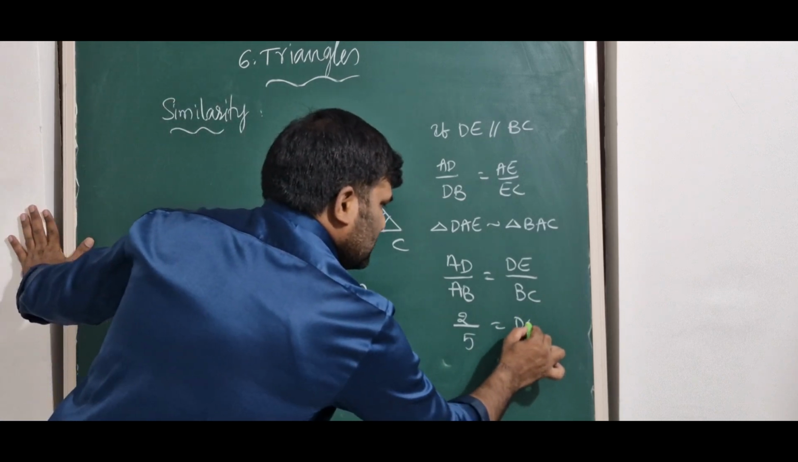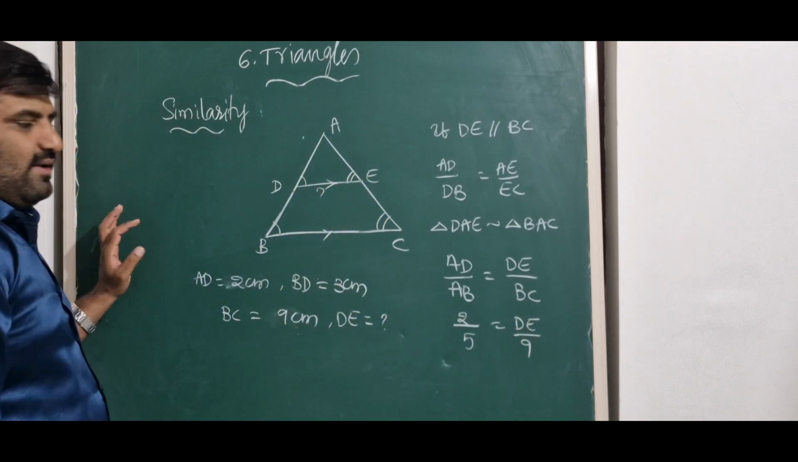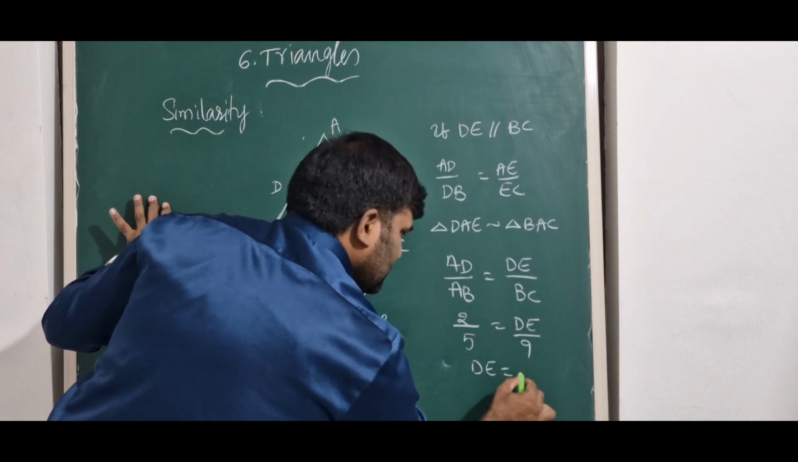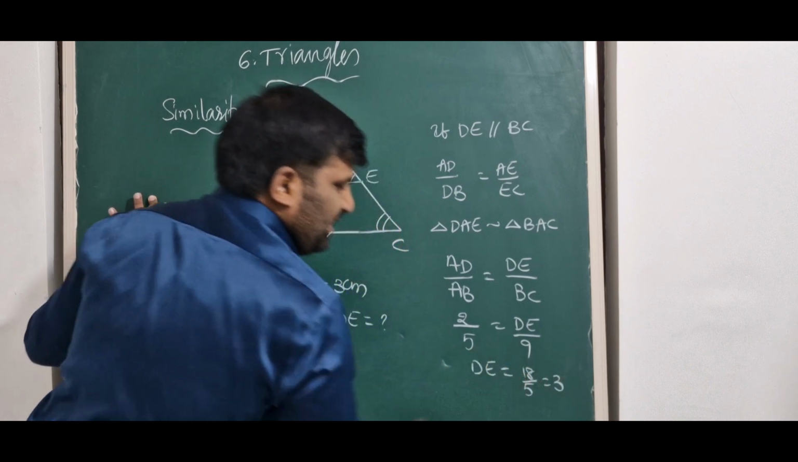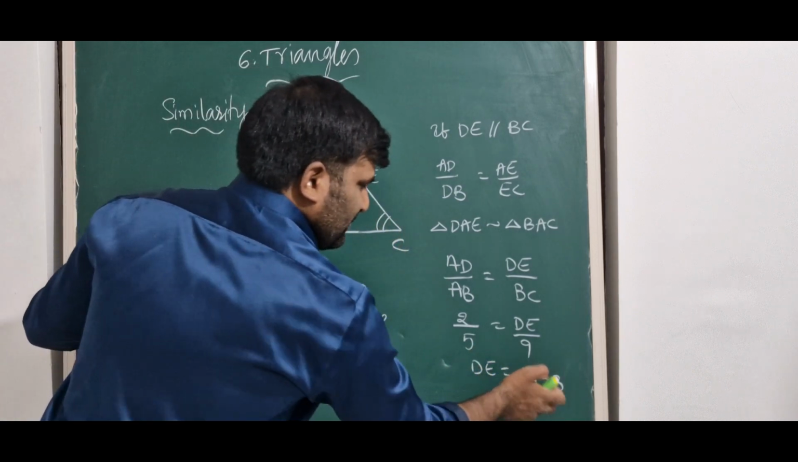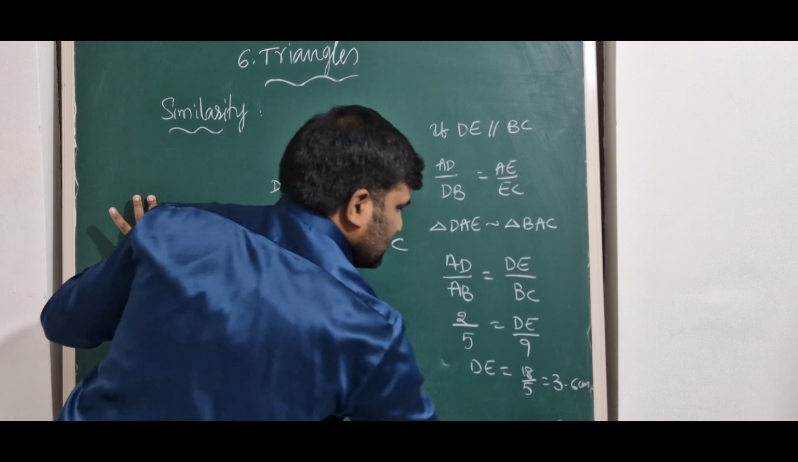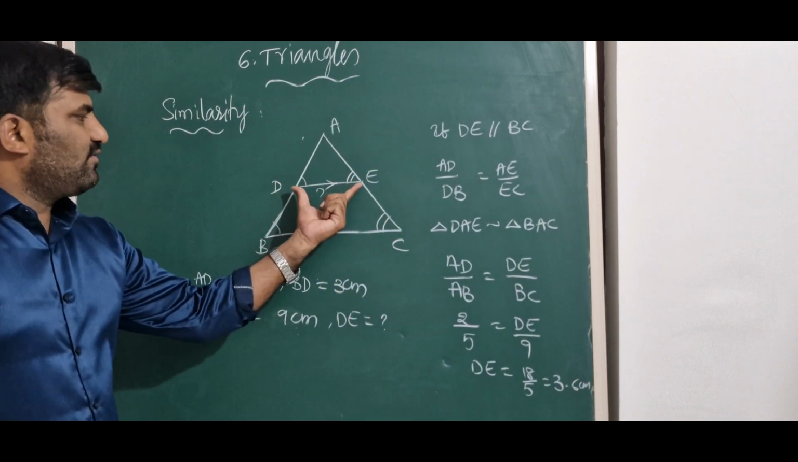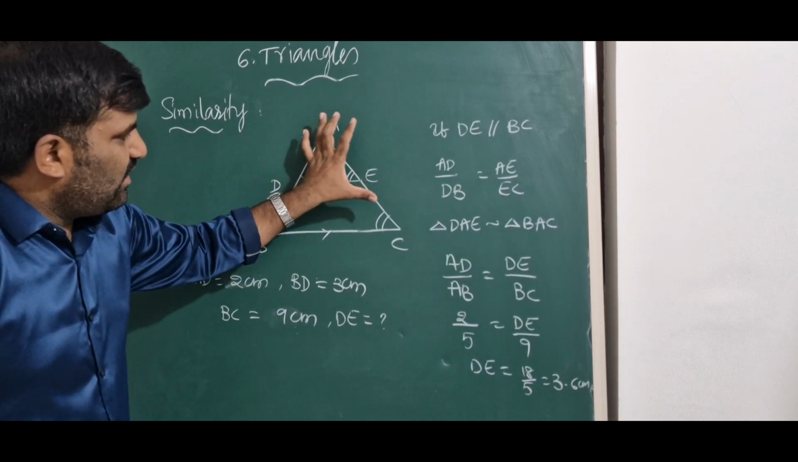You can take DE as it is, divided by BC, which is given as 9. So DE is equal to 9 times 2, which is 18, by 5. 5 threes are 15. Here 6 we have, 3 we have, 5 sixes are 30. So DE is 3.6 centimeters.